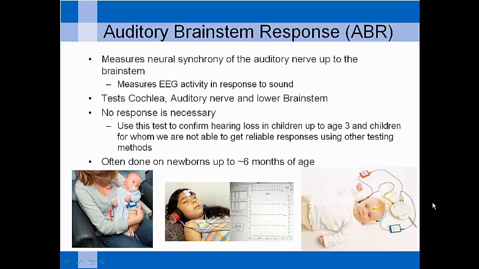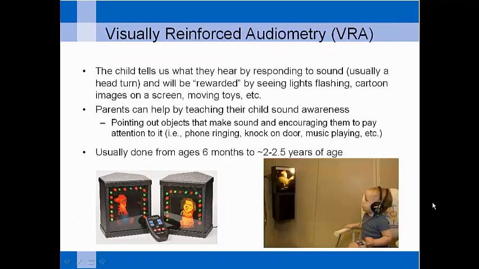And so this has made a huge difference in being able to identify children with hearing loss at a much, much younger age. So we typically do this on newborns up to about 6 months of age, but we also use this test to confirm hearing loss on children up to 3 years of age, and for those who we may not be able to get reliable responses through other ways of testing, like behavioral testing, for example.